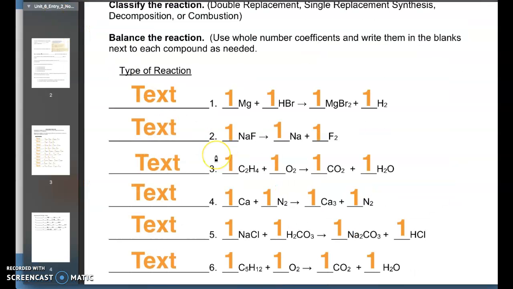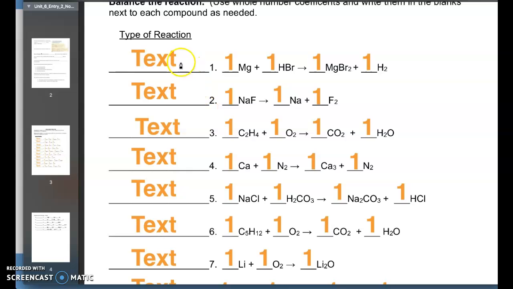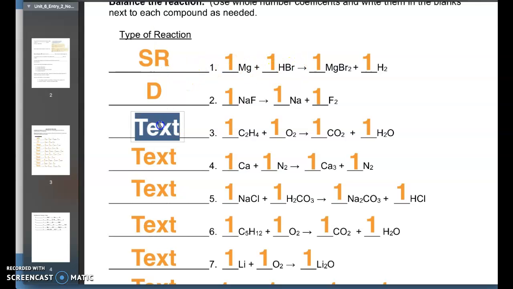At this juncture, you should have tried the problems. So I'm going to go through and identify first. First problem is single replacement because I have an element in a compound. Then I have a decomposition reaction because I have one reactant. My products of CO2 and H2O are combustion.